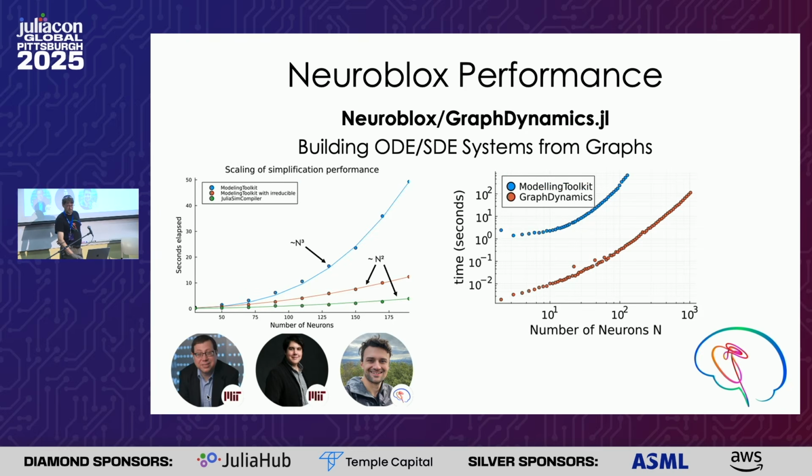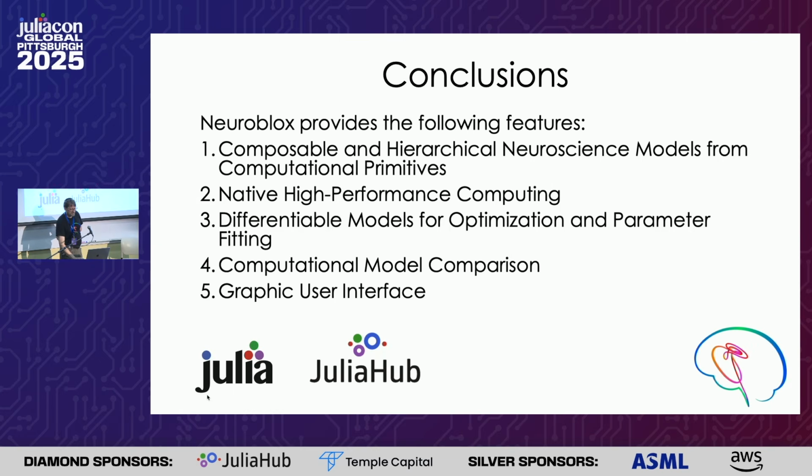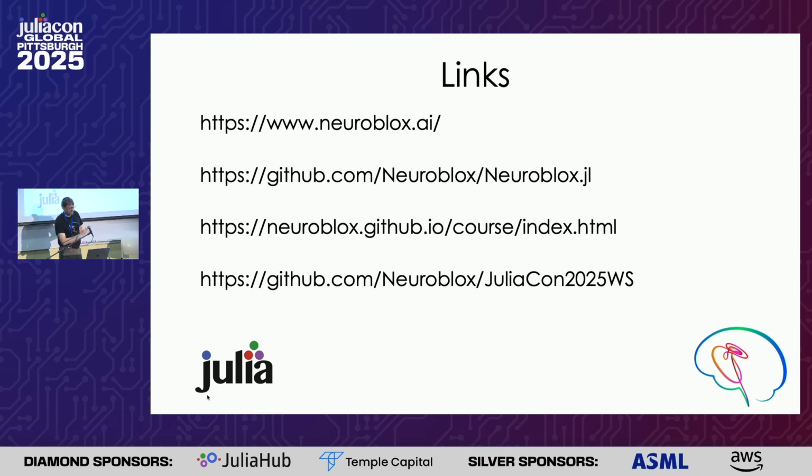Then also performance. If you're interested in the performance of Neuroblox, go to Mason Prater's talk on GraphDynamics. He actually built a system. Our ModelingToolkit was so slow that we actually built a new compiler for symbolics to make this faster, and it accelerates tremendously.